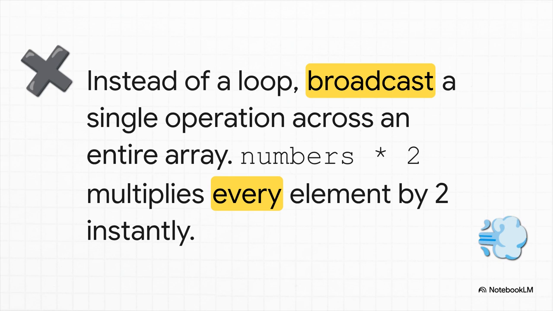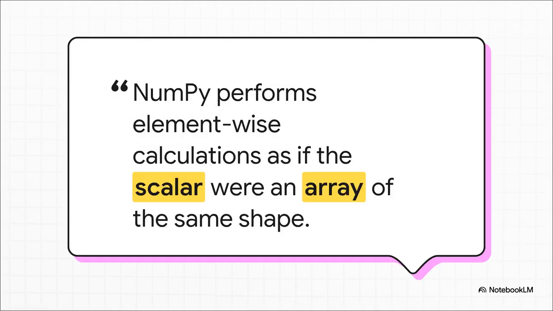Every single element in that array is instantly multiplied by 2. But wait a second, what's actually happening here? How did Python know to multiply times every single element? We didn't write a loop. Well, the secret is this concept called broadcasting.